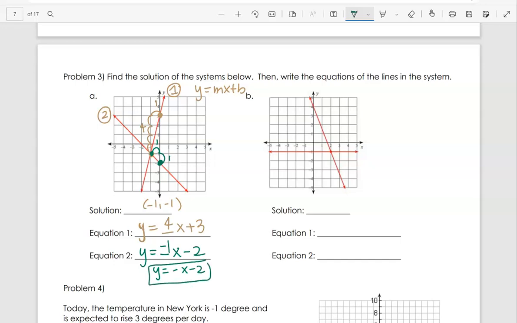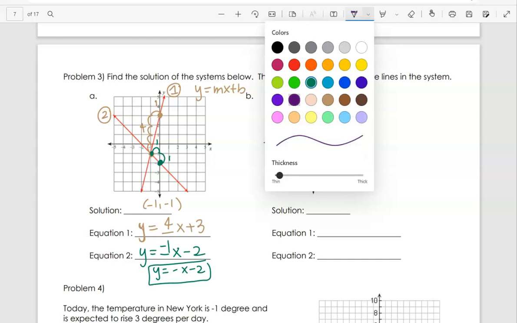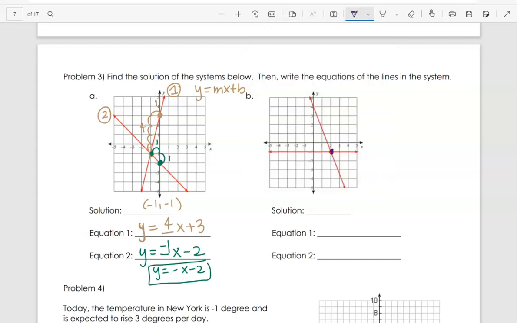Okay, let's look at B. My solution is where they intersect. They intersect right here at 2, comma negative 1. Let's say this is equation 1 and this is equation 2. Well, equation 1 is a horizontal line that intersects at y equals negative 1. So that's the equation of the line.